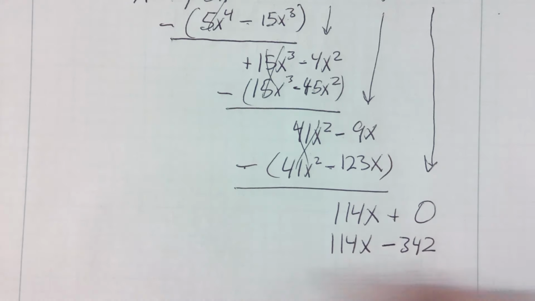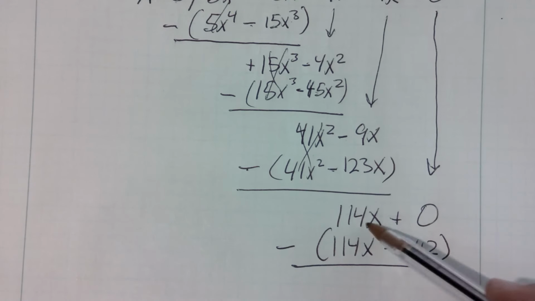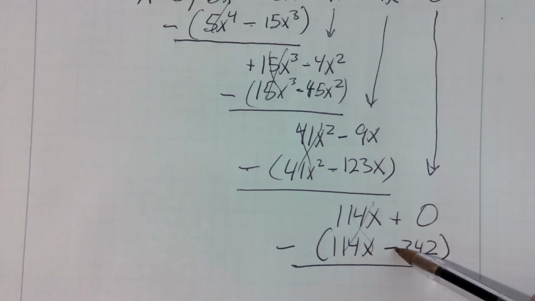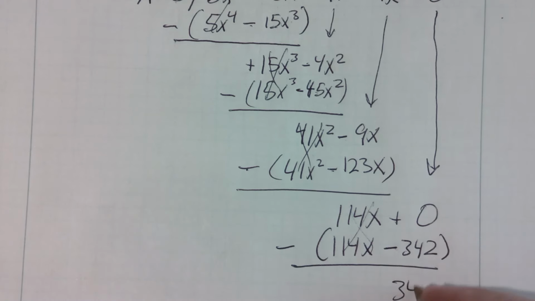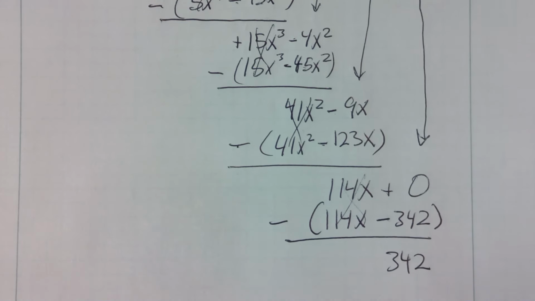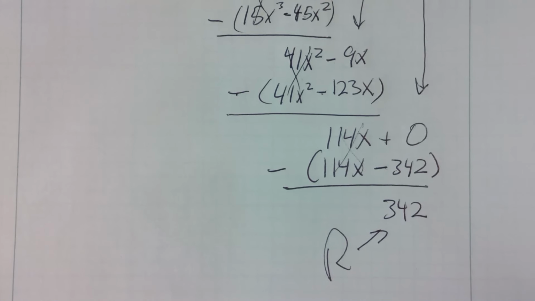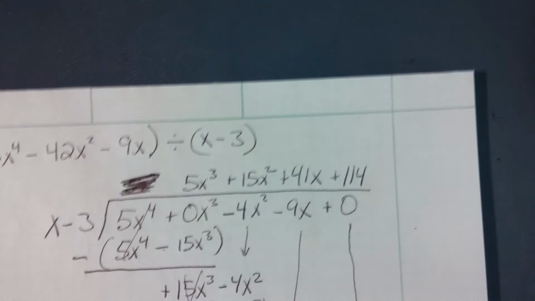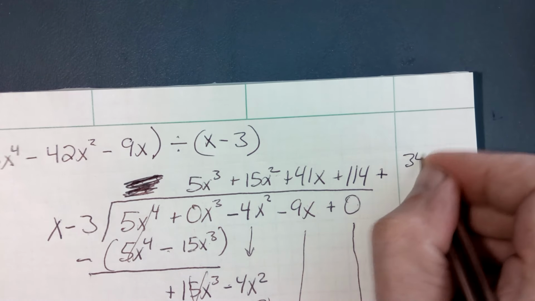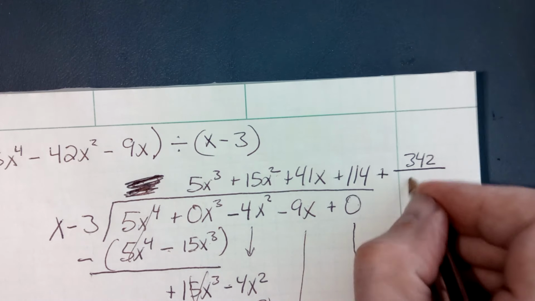Now I'm going to subtract. Again, those first 2 terms cancel, which it should. And then 0 minus a minus is going to be plus 342. This has no x's now. Since this has no x's, this will be my remainder. But remember how we want to write the remainder. We write it as, since it's a positive, I'm going to write it as plus 342 that still needs to be divided by the x minus 3.